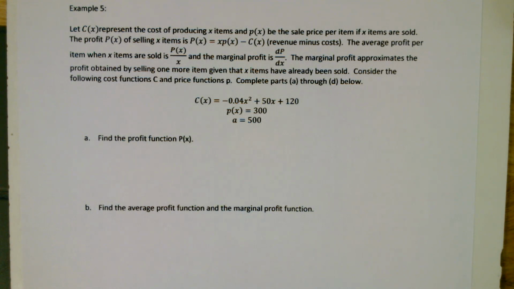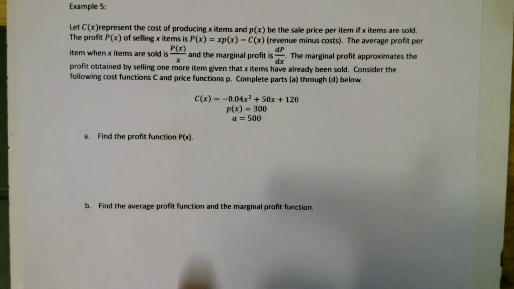Consider the following cost functions and price functions. Complete parts A through D below. Here's your cost function: capital C of x is equal to negative 0.04x squared plus 50x plus 120. Also, your price function, p of x is equal to 300, and a is equal to 500.